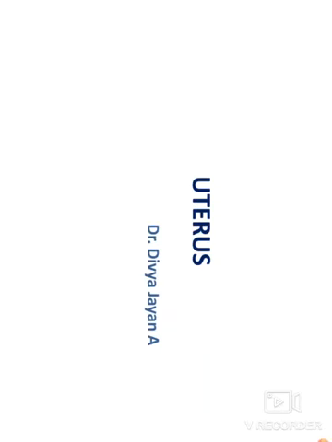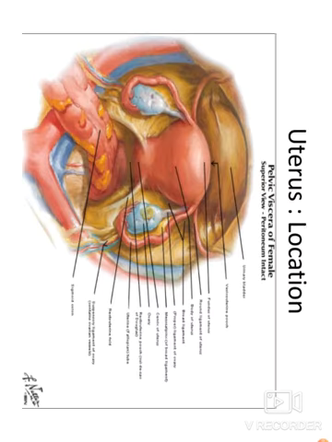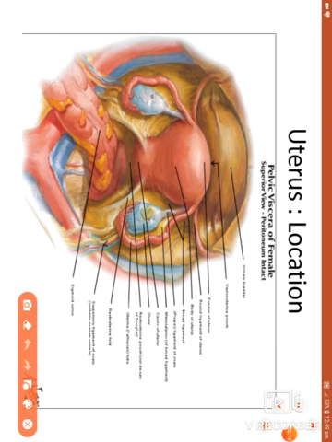Hello everyone. In this section I will discuss the gross features of the uterus. It includes the position, relations, supports, blood supply and clinical features. So coming to the location of the uterus, what you are seeing is the superior view of the pelvis.